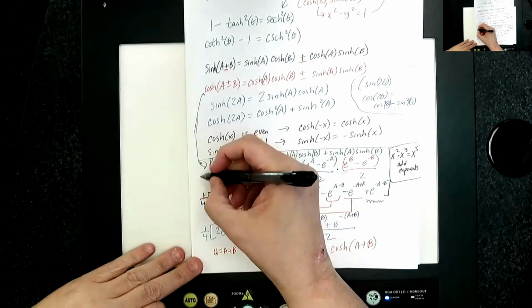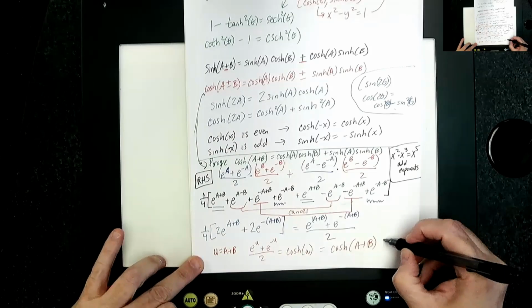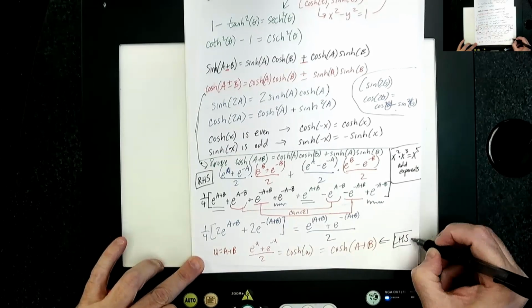I'm going to write here RHS, which stands for right-hand side. And now here we have LHS, or left-hand side of the equation.